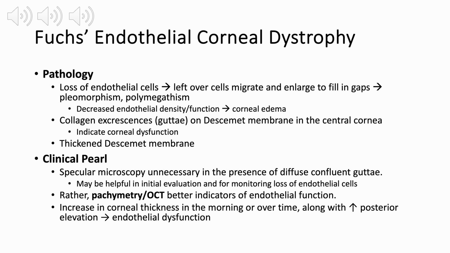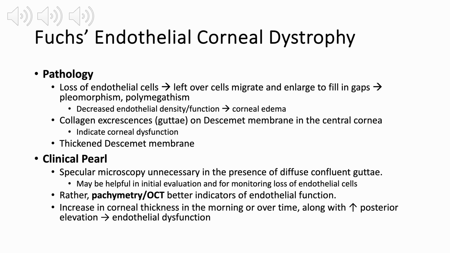As endothelial cells are lost, the remaining cells attempt to compensate by migrating and enlarging to cover the defects. This process results in pleomorphism and polymegathism, meaning the cells enlarge and vary in both shape and size. Over time, the overall endothelial cell density decreases, and as function declines, patients develop corneal edema.